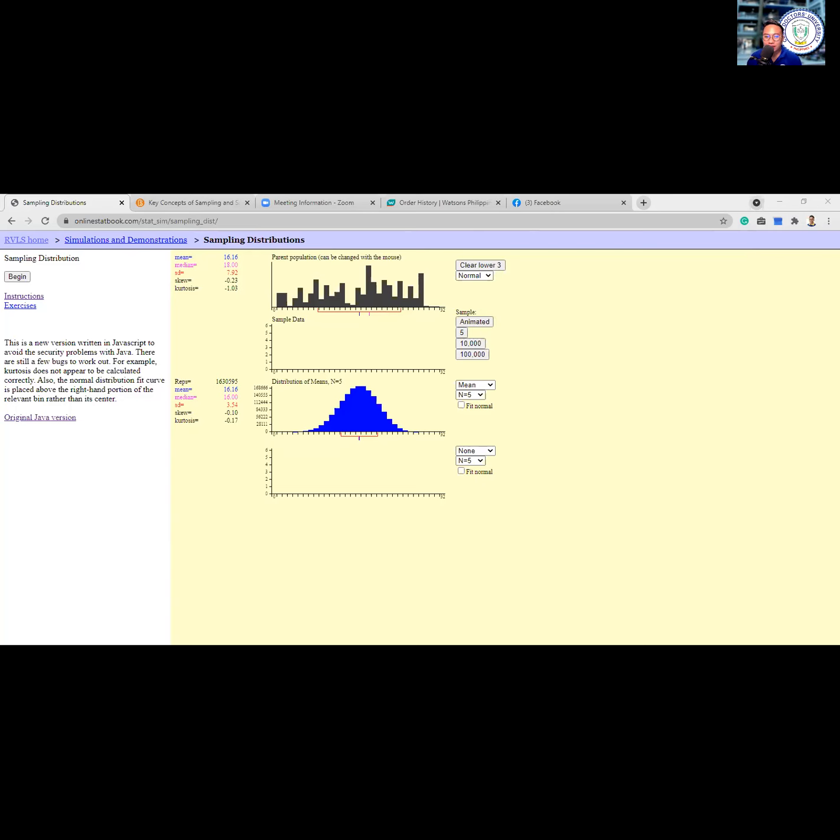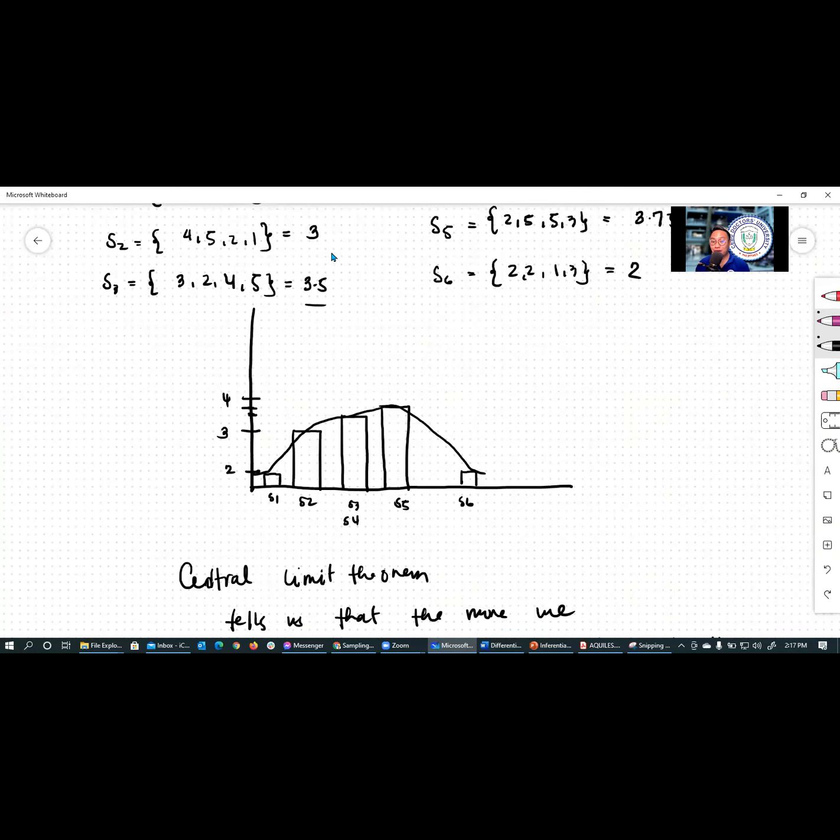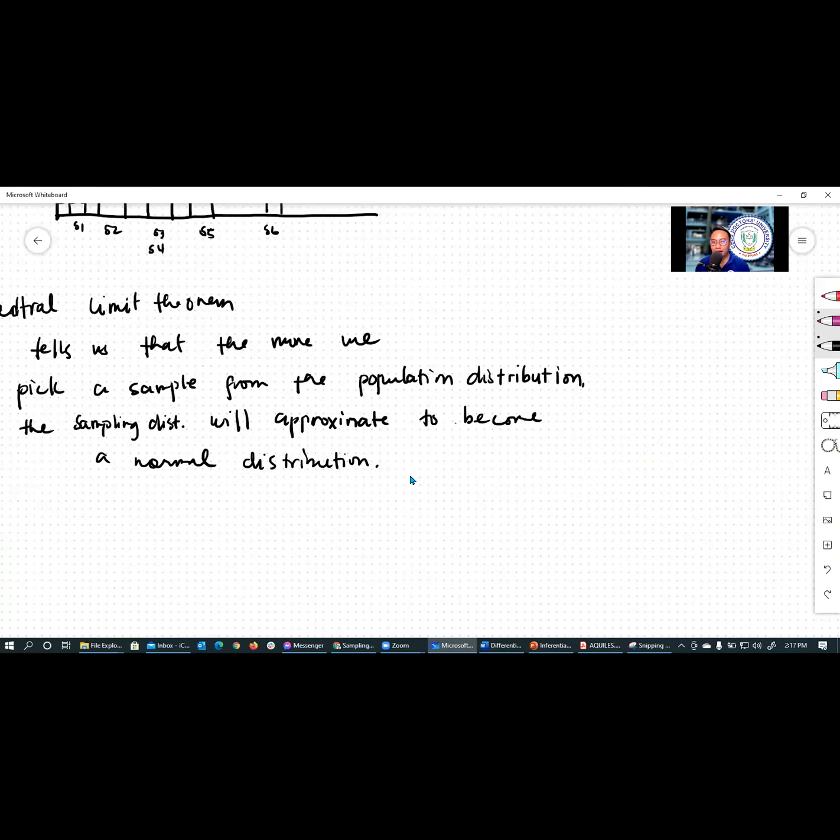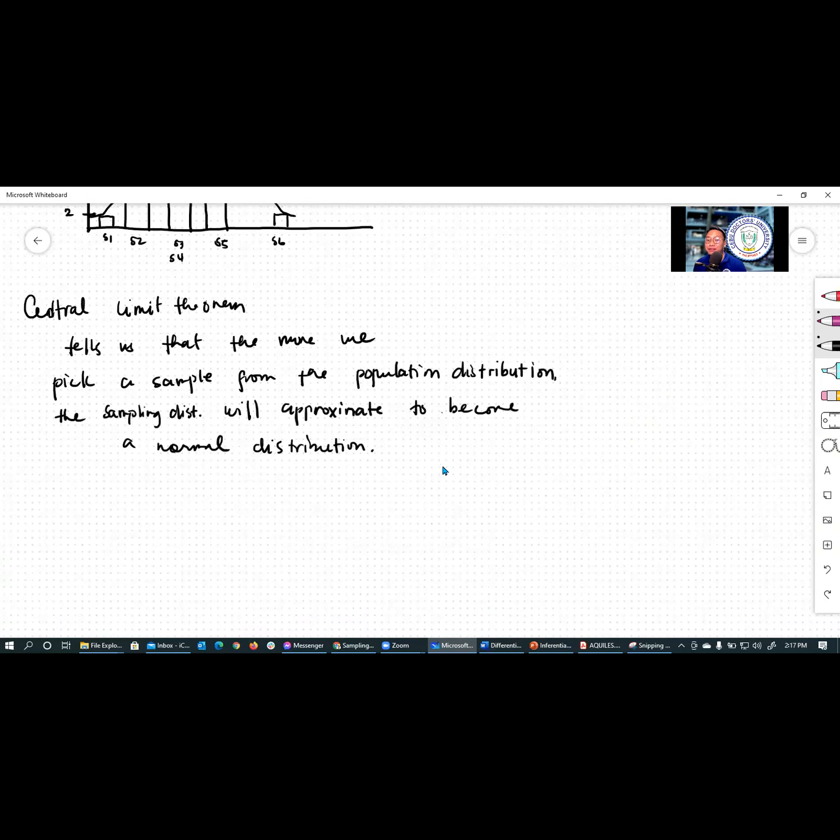What you saw was just the sampling distribution, that simulation. I already discussed the summary earlier. The central limit theorem tells us that the more we pick a sample from a population distribution, that population distribution may be normally distributed or may not, then the sampling distribution will approximate to become a normal distribution. So that's the whole idea, guys.